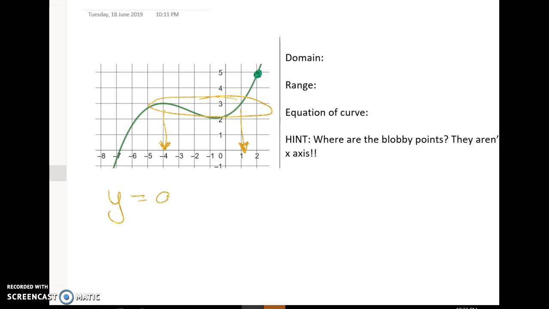y is equal to a times (x plus 4) squared times (x minus 1), plus 3, and a works out to be 1 over 18. Right, so I've run out of time. If you can't see how to get that, the point that I'm using here to get the 1/18 is that.